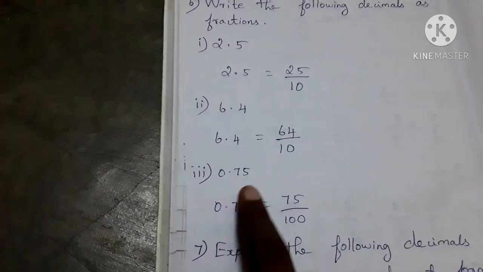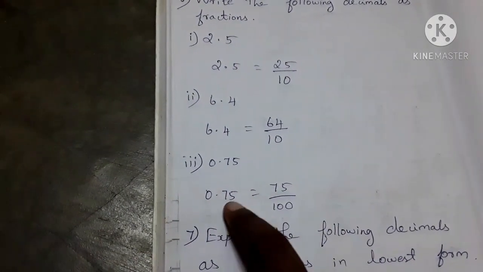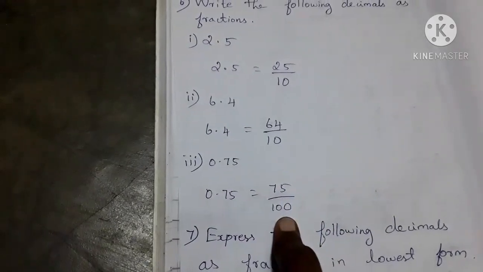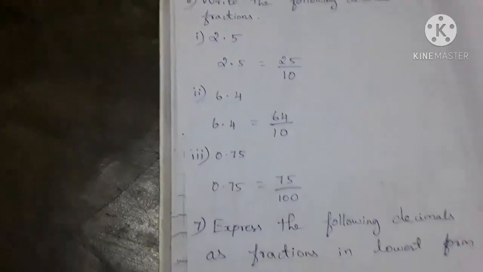Here comes 0.75. So 0.75 means after the decimal point we have 2 digits. So we divide by 100. It becomes 75 by 100.